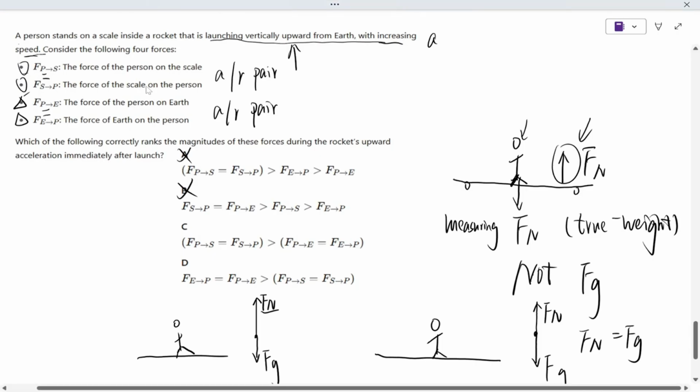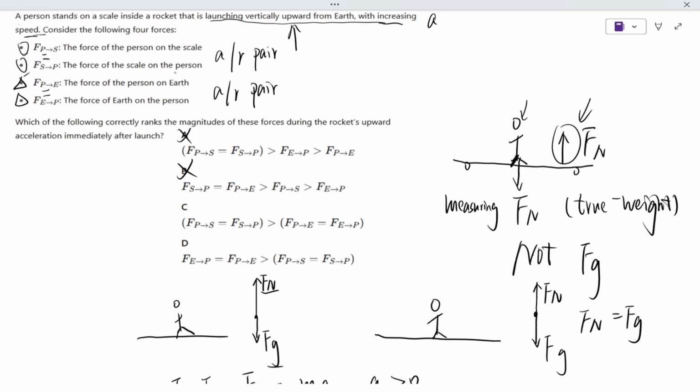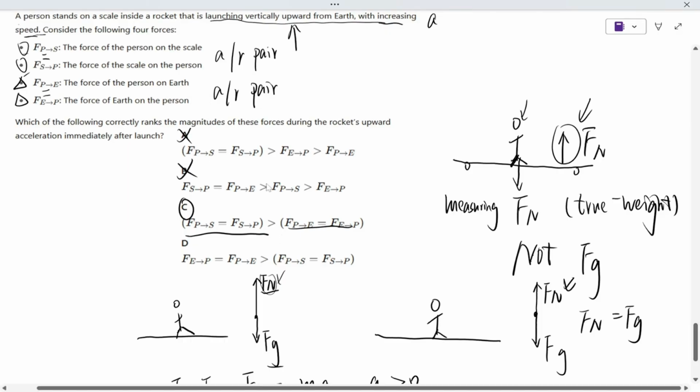FPS, the force of the person on the scale in the rocket, is the Fn, which means the normal force in this scenario will be bigger than the normal force, or the number on the scale, if you're on the Earth, which means D is the correct answer. No, wait, actually, C is the correct answer, because this one is the force you can see on the rocket, and this force is the normal force or the force you will see on the Earth. So C is correct.